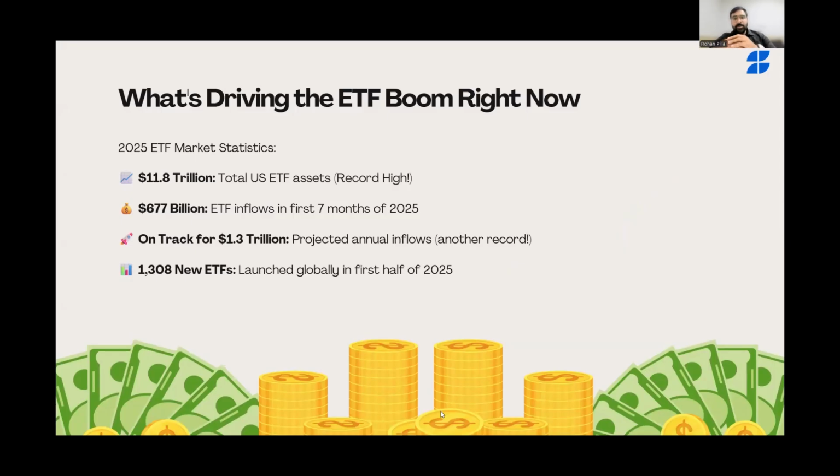Over here, I want to cover what's driving the ETF boom right now, why ETFs are so important, and why everyone's looking into buying them. The biggest highlight is the total US ETF asset is around 11.8 trillion US dollars. That's quite a lot. And we're seeing 677 billion US dollars flowing into ETFs in the first 7 months of 2025. So that's a record number also. And it's about to reach 1.3 trillion by the end of this year.